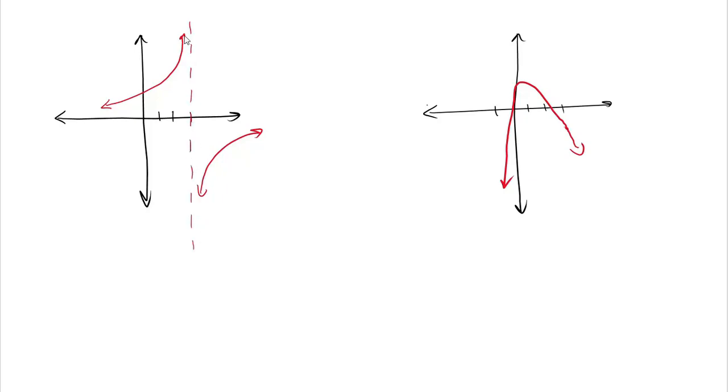Drawing that dashed line in there just makes it clear where the domain restriction is. We draw a dashed line to indicate that that's not part of the graph. It's some sort of reference line for the graph. So in this example, the vertical asymptote is the line x equals 3.